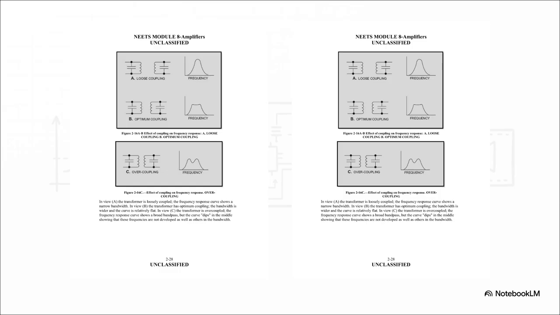Take a look at the image on the left. This shows loose coupling. See how sharp and narrow that peak is? That's super selective, but maybe it's too selective. It could be so narrow that you actually chop off parts of the signal you want to hear.